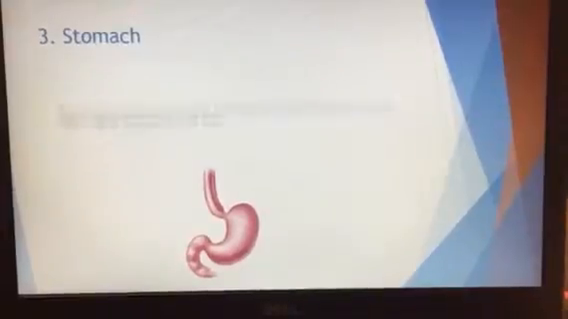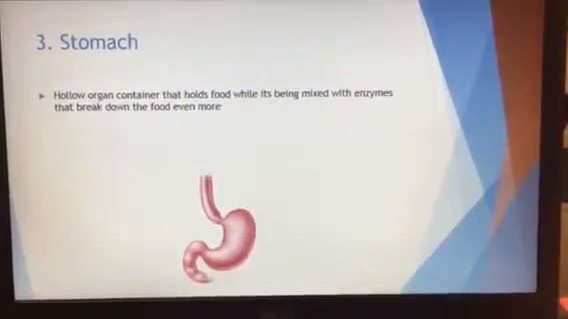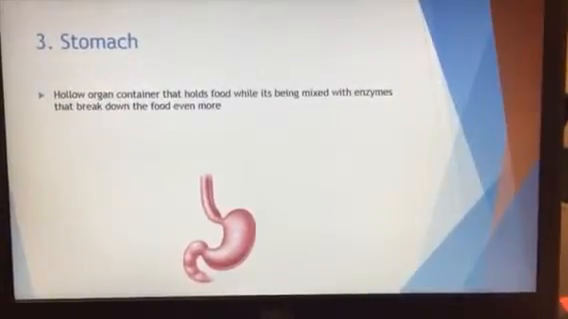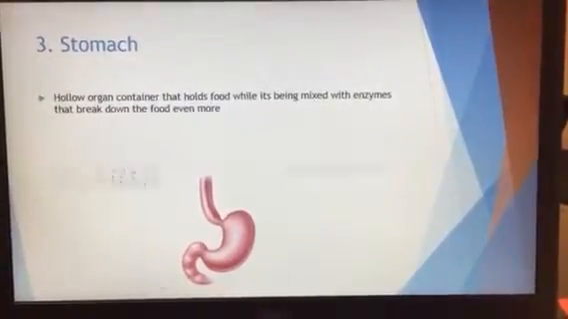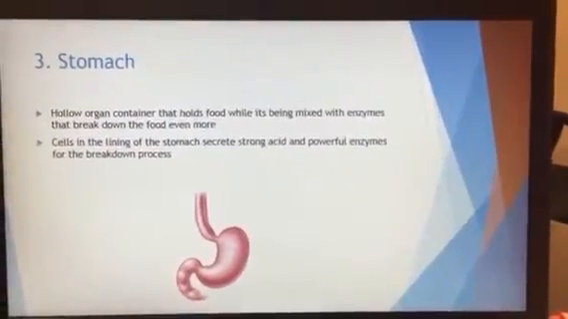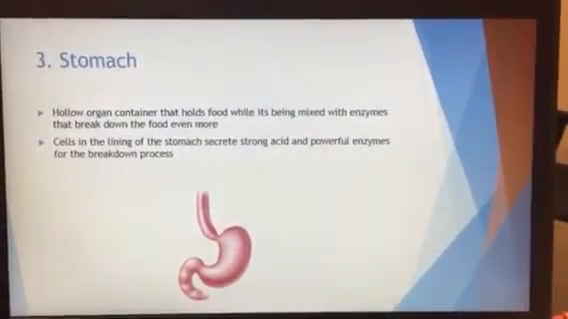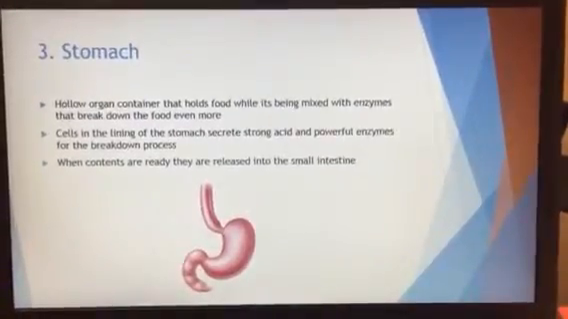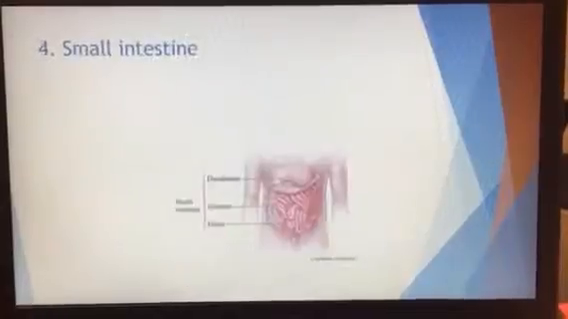The stomach is a hollow organ container that holds food while it's being mixed with enzymes that break down the food even more. The cells in the lining of the stomach secrete strong acid and powerful enzymes for the breakdown process. When contents are ready, they are released into the small intestine.